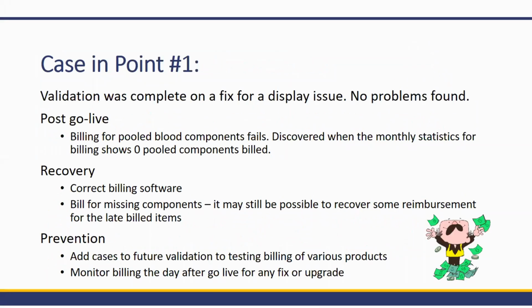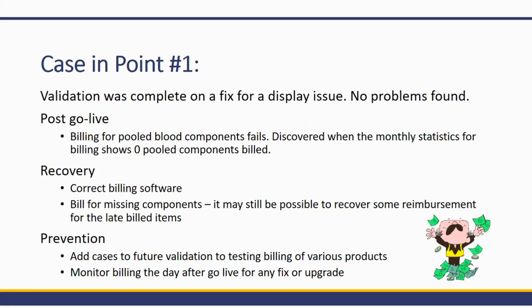So let's take a look at, in my experience, two cases. In one, the validation was complete on a fix for a display issue. There were no problems found. Post-go live, however, the billing for pooled blood components failed. It was discovered when the monthly statistics for billing showed 0 components billed. So the recovery, of course, was arduous. We first had to correct the software billing, and then we had to go back and look at who were the patients who were billed and try to recover some of the reimbursement by rebilling.